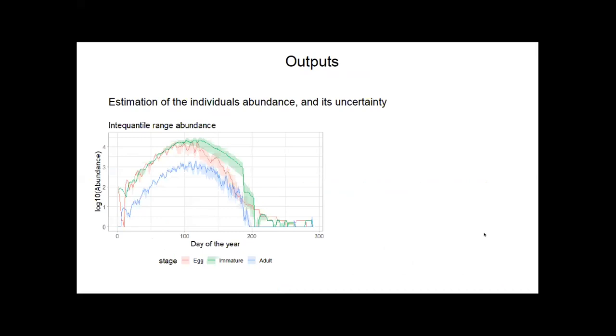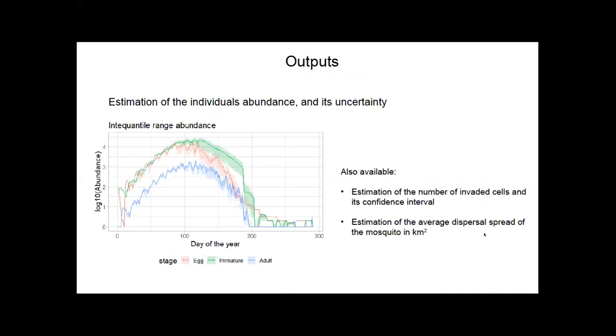And the outputs of the model will be, of course, the estimation of the individuals in each stage during each day of the simulated population dynamics. But for the spatially explicit output, we can also consider the estimation of the average invaded cells in the landscape, as well as the average dispersal spread of the mosquitoes in square kilometers.